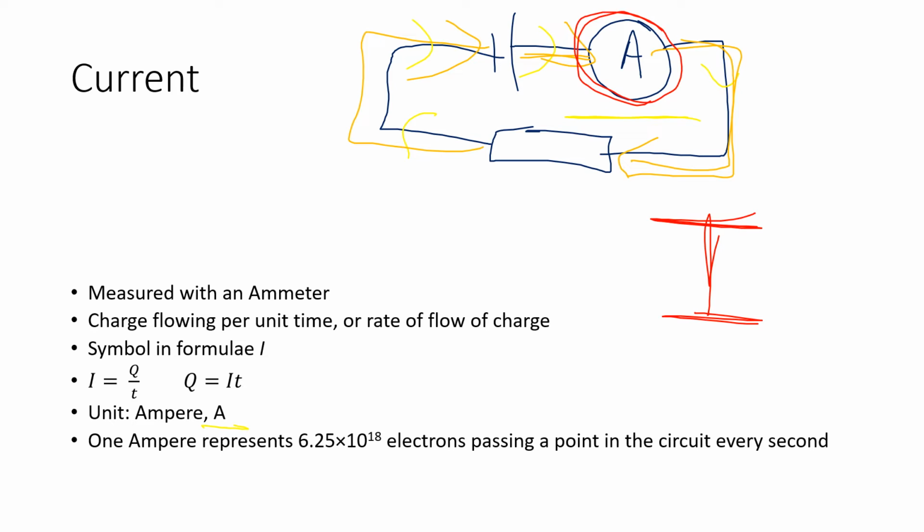So you remember the definition of what a coulomb was, and therefore 1 amp is 1 coulomb per second, and 1 coulomb is 6.25 times 10 to the 18 electrons. So if my ammeter is measuring 1 amp, that means that 6.25 times 10 to the 18 electrons are passing through that ammeter every second. It's an extraordinary number. Can't begin to imagine such a big number.